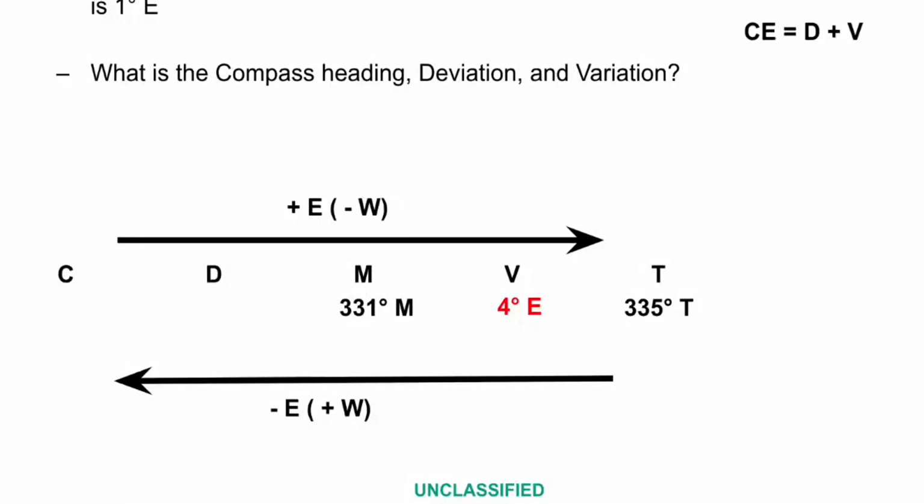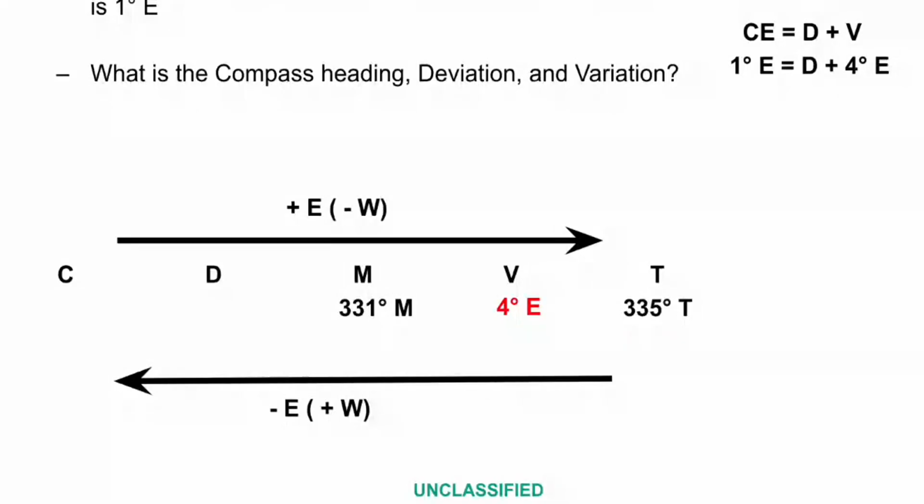So compass error equals deviation plus variation. I know that my compass error is 1 degree east from the original problem, and I know that my variation is 4 degrees east. So I'm just going to plug those in, still looking for my deviation. Now, similar to what we talked about in our first compass error problem, we know that whatever the larger of the two errors is going to retain the sign for my overall compass error.